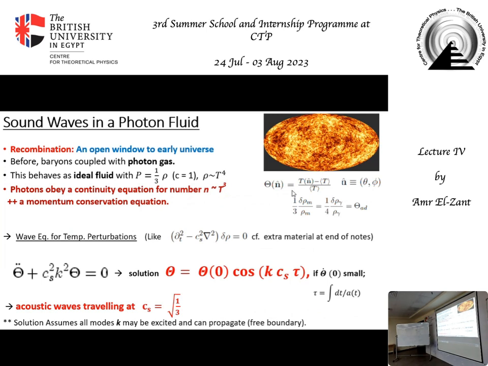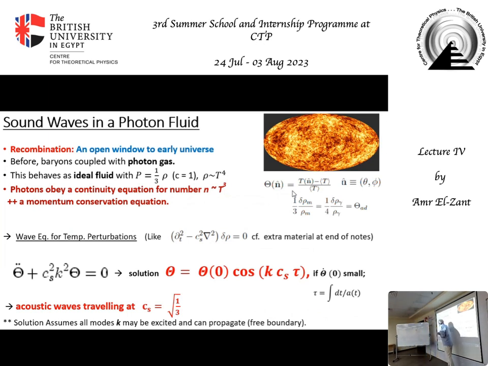Just follow more or less the same steps that you do for a normal fluid, with your equation of state P equals a third rho, instead of the equations of state that we put. So this automatically gives you the sound speed, because this is c squared: delta P equals c squared delta rho, and the c squared is a third. So automatically you find that the sound speed is c over square root of 3, with c equal to 1, okay? 1 over square root of 3. So that's the sound speed.